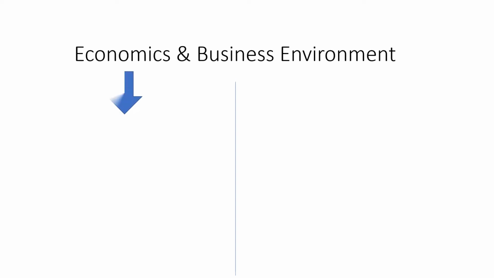Hi everyone. So today's topic will be about the economics. So it is your paper 3 economics and business environment. It is divided into two topics. One is economics and business environment. So economics will be for 25 marks consisting of 5 chapters, whereas business environment will also be for 25 marks, but it contains only 3 chapters.